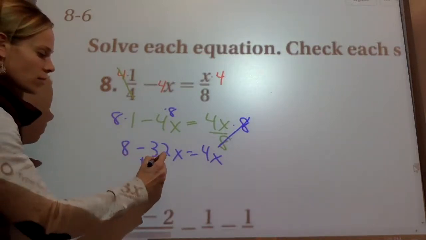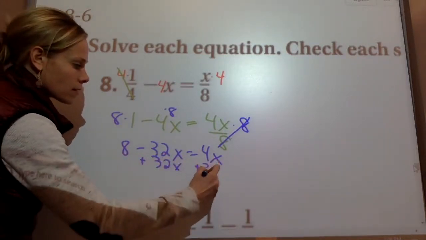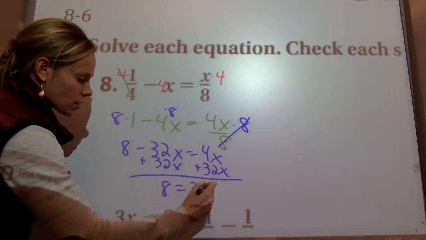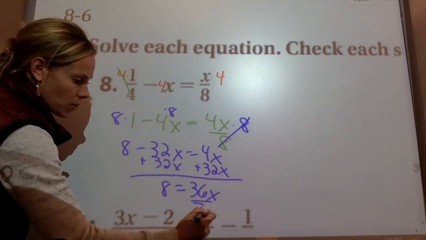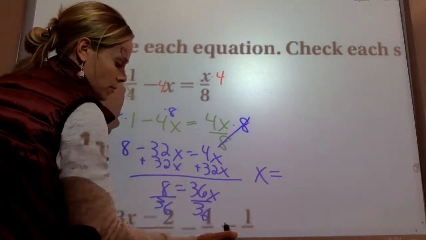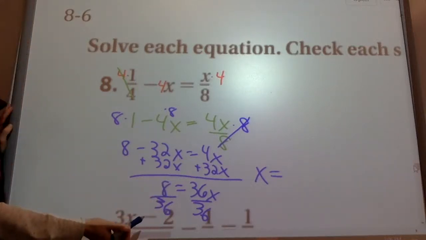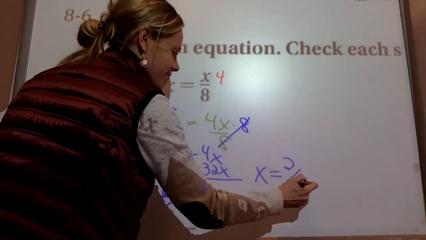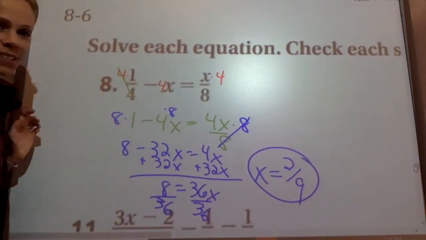So I add 32x and get 8 equals 36x. Divide by 36, so x is what? x would be 8 over 36, reduce to 2 ninths. Good. There's your answer.